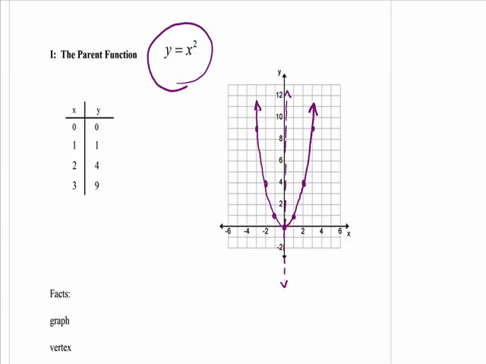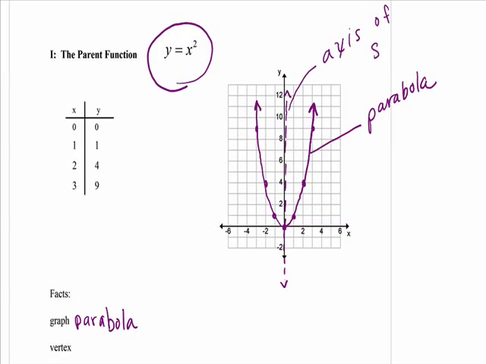So I just used some words right there. I used the fact that this is called a parabola. The graph of a quadratic function is called a parabola. And I also used another word, that this is the axis of symmetry.